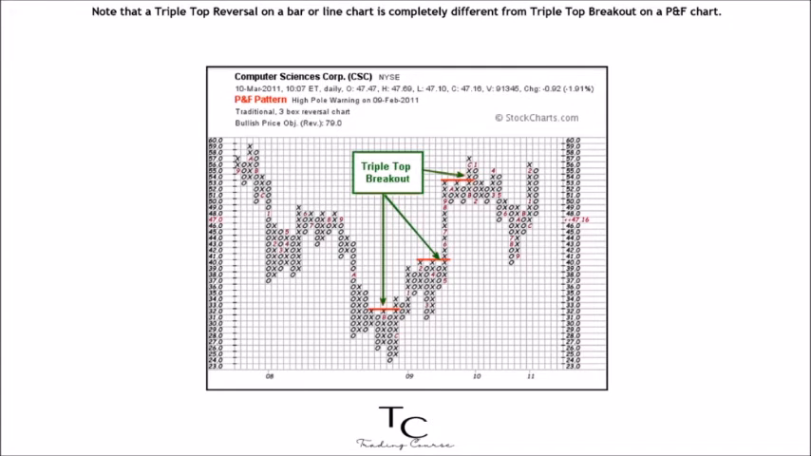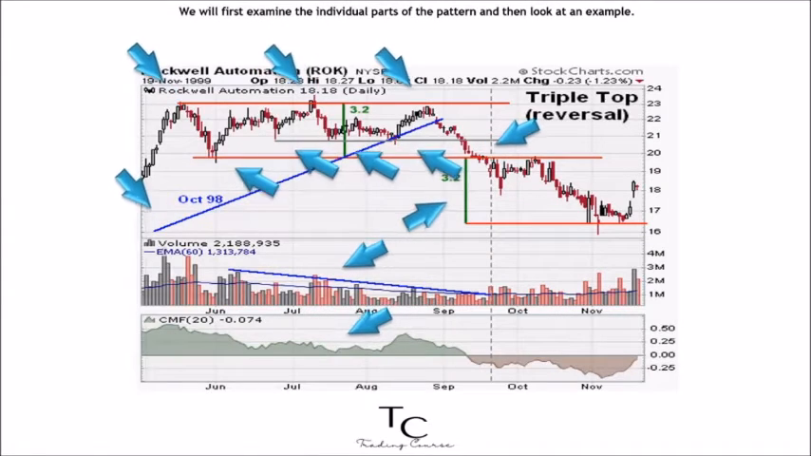Note that a triple top reversal on a bar or line chart is completely different from a triple top breakout on a P&F chart. Namely, triple top breakouts on P&F charts are bullish patterns that mark an upside resistance breakout. We will first examine the individual parts of the pattern and then look at an example.